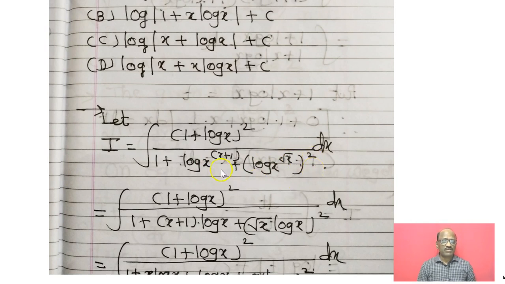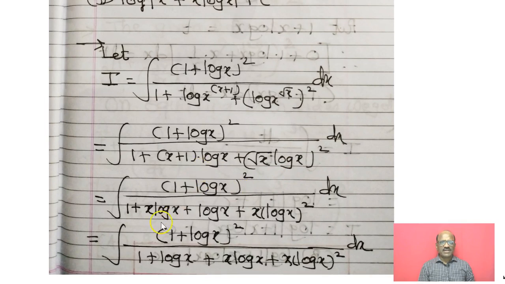Now here is again the power of this log of x raised to x plus 1. It can be written as the integral of (1 plus log of x) whole square divided by 1 plus (x plus 1) into log of x plus, here is a power, that is log of m raised to n can be written as n into log of m. In the same way, 1 plus (x plus 1) log of x plus root x log of x, whole square, and therefore it can be again written as 1 plus x log x plus x log of x, whole square.